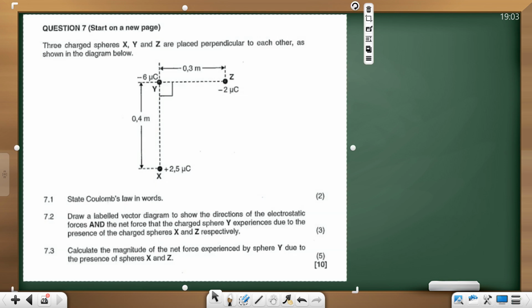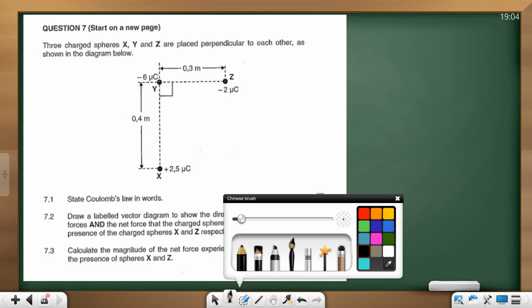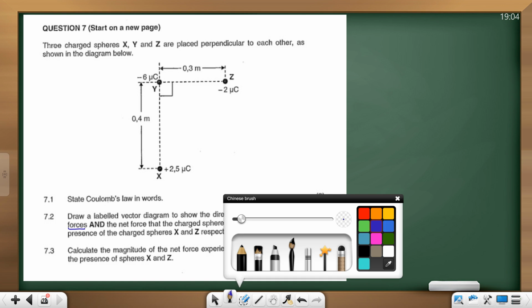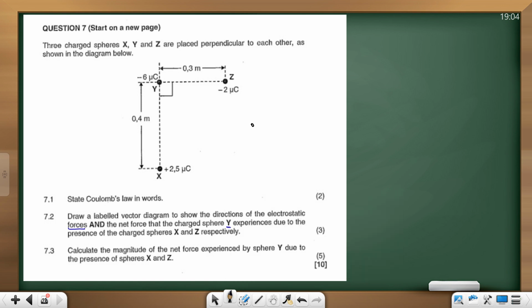3 charge spheres X, Y, and Z are placed perpendicular to each other as shown in the diagram below. Alright, state Coulomb's law. Done. Draw a labeled force diagram showing the directions of the electrostatic force, not field. Always take note of what we're doing. Alright? And the net force that the charge sphere Y experiences due to the presence of X and Z, our focus is on Y. Don't forget.